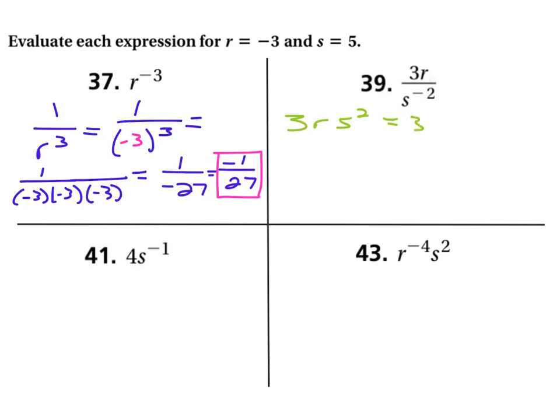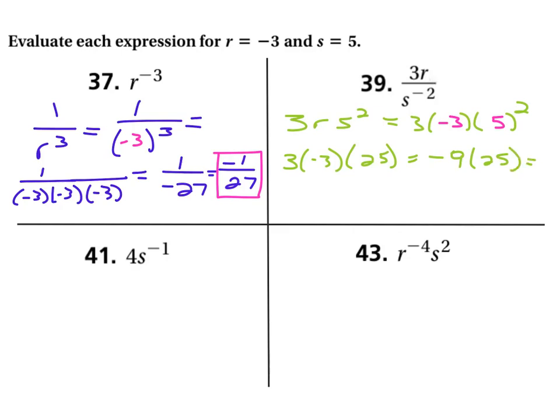We say that means 3 times whatever they give us for the value of r times whatever they give us for the value of s. What do they give us? They give us, for r, negative 3, and for s, they give us 5. So if we would continue to write that, we would say, okay, then that means 3 times negative 3 times, what is 5 squared? 5 squared is 25. Also known as 3 times negative 3, negative 9 times 25.